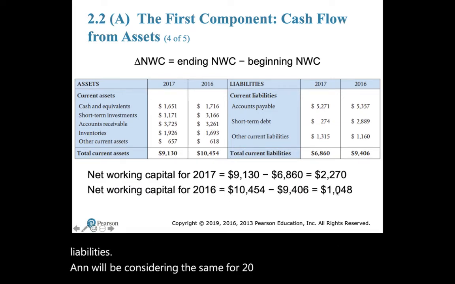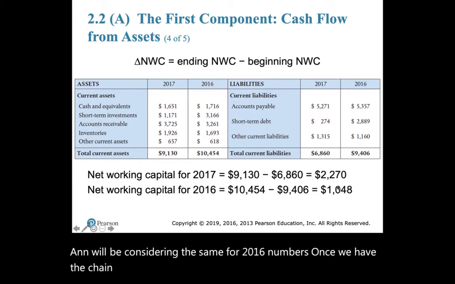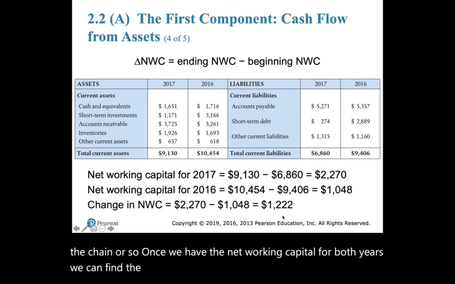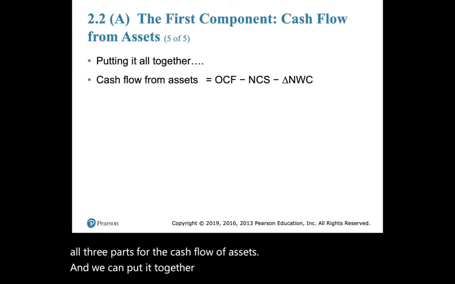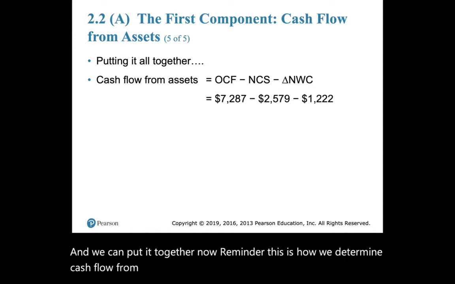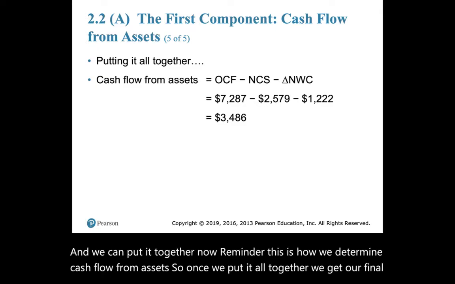Once we have the net working capital for both years, we can find the change by subtracting the two. So we've got all three parts for the cash flow of assets, and we can put it together now. Reminder, this is how we determine cash flow from assets. Once we put it all together, we get our final figure. So that's part one of the components.